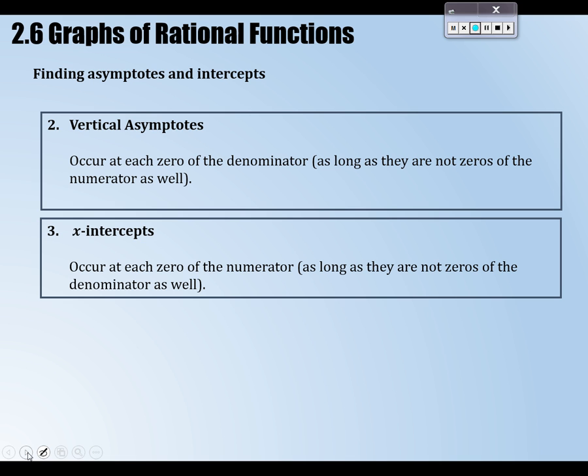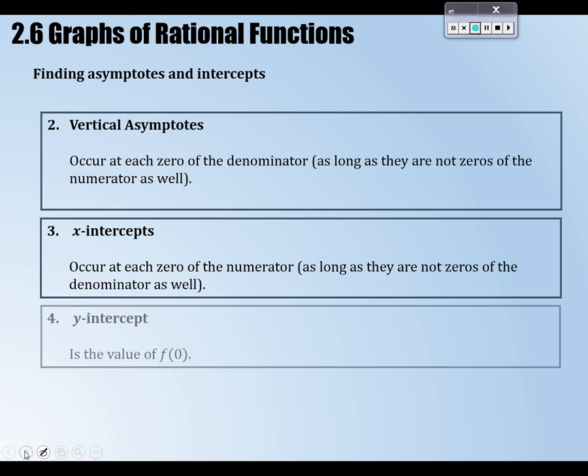All right, these should be no surprise after our conversation when we came in, so I'll just put them all up here. Vertical asymptotes, you know where those happen: when we have a zero of the denominator. X-intercepts, zeros of the numerator. The y-intercept for any function is the value when x is 0.